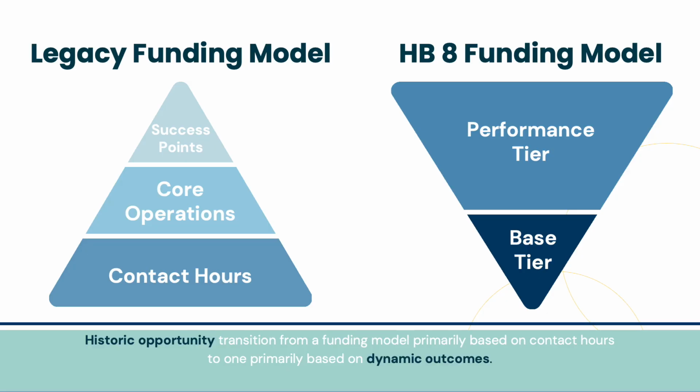So if we look at the legacy funding model, we see contact hours, again, how many hours our students were taking. There was some core operations thrown in there. And then it's even a littler triangle. We did have a little portion of the funding model in community colleges already that were based on success points. Some of them are what we still have in our new performance tier funding. Some of them were different, but there was a little portion of that.